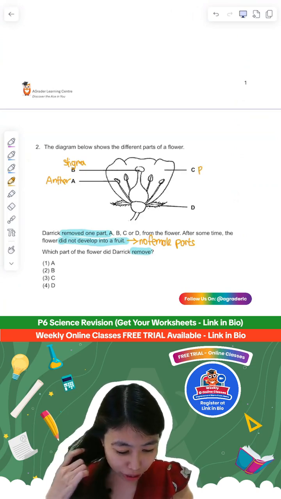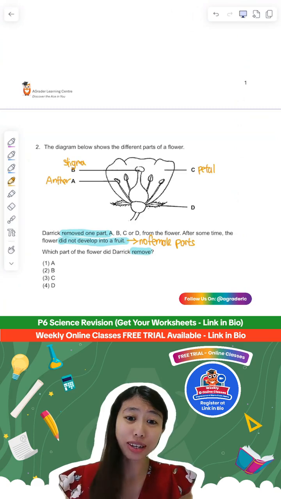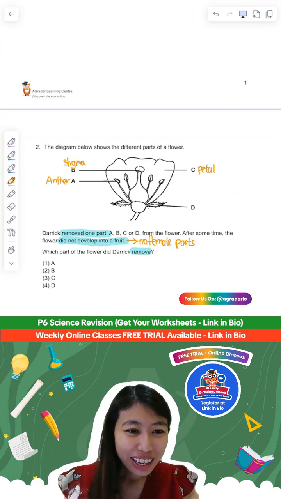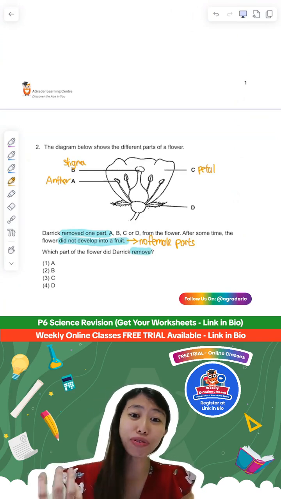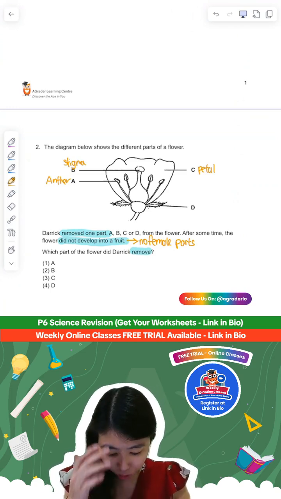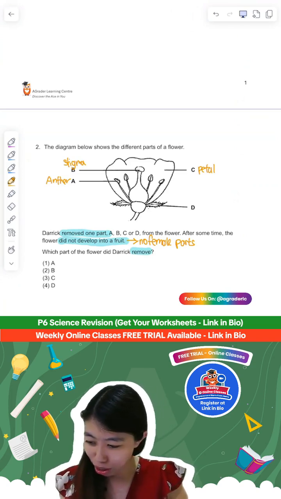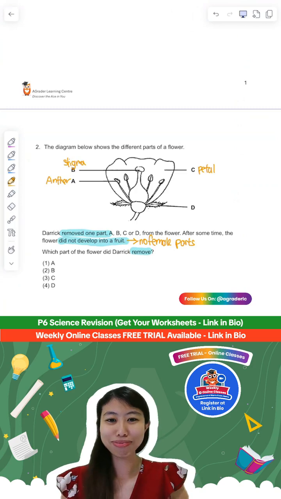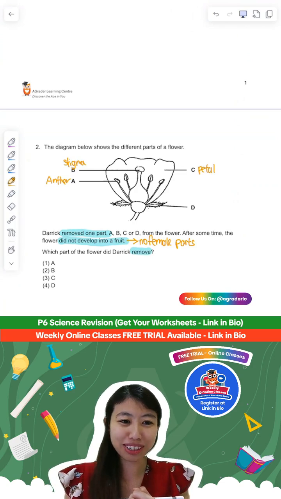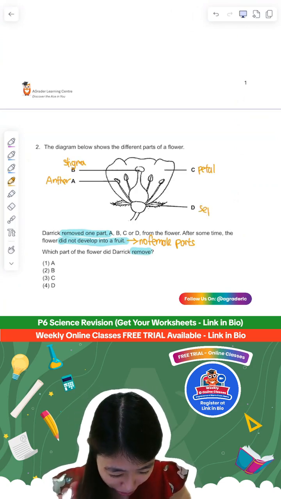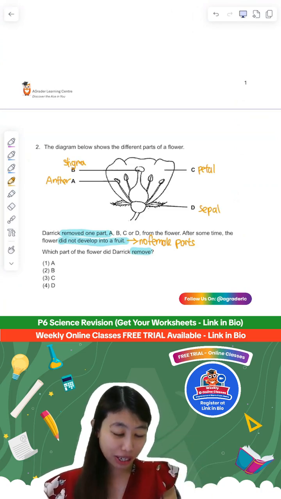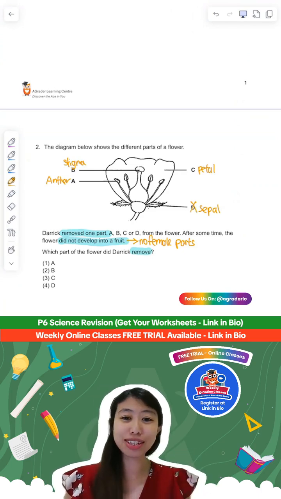Oh, it's very good. Okay, let me ask you something. Does it matter whether the petals are there or not? Very good. No, right? The petals actually do not have a gender. Then for D, do you have any idea what it is? D is actually out of syllabus, but this question labeled D. It's actually called the carpel. So that one you don't need to learn, because it will definitely not be tested during PSLE.